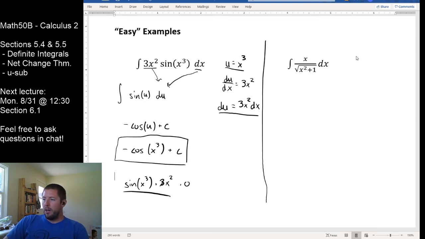So I'm going to do the same thing I did over here, and I'm going to say the u should be the non-derivative part. That's going to be my x squared plus 1. I'm going to go ahead and do this.